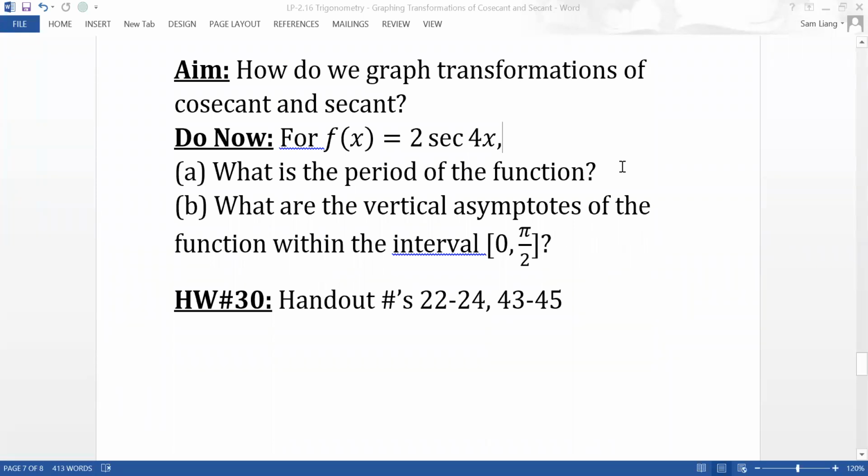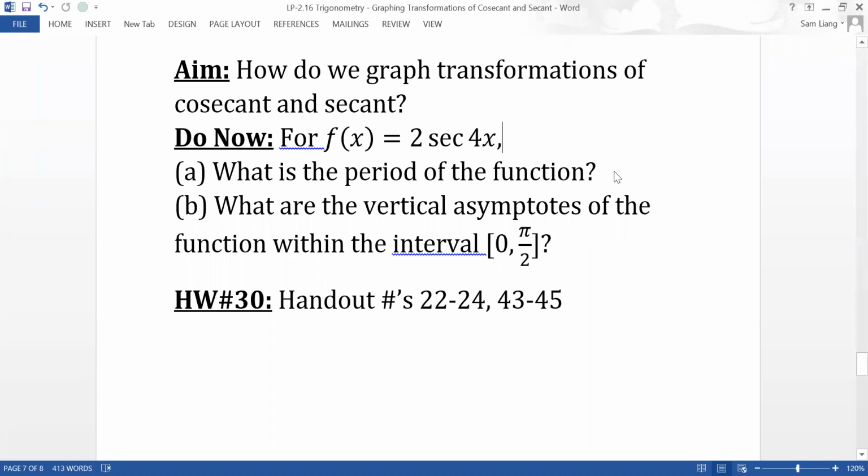Okay, did anyone say anything for part A? What is the period of this function? I said it was pi over 2. Pi over 2? Okay, how did you get pi over 2? I did 2 pi over 4 and then I got pi over 2. All right, and then I see Aoyan also responded pi over 2. Okay, good. So it's going to be pi over 2.